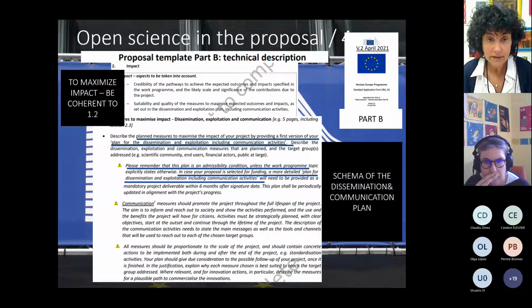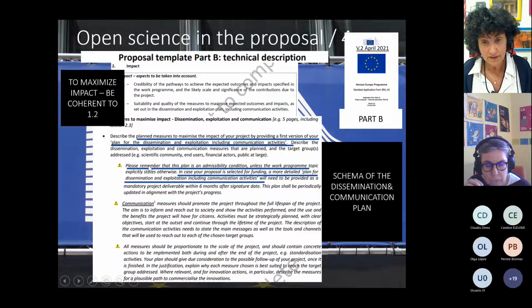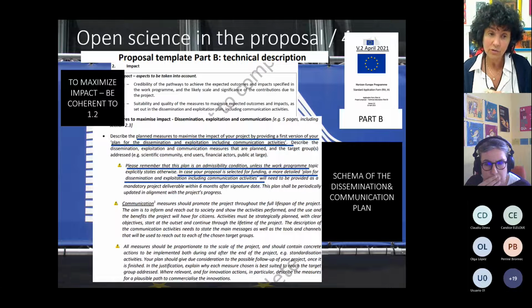Then in part B, point 2, impact, you have to provide the schema of your dissemination and communication plan, which again, if the project is selected, is due by month 6. And of course, open science is a maximizer of the impact, okay? So your dissemination and communication plan should be coherent to what you said in point 1.2, okay?